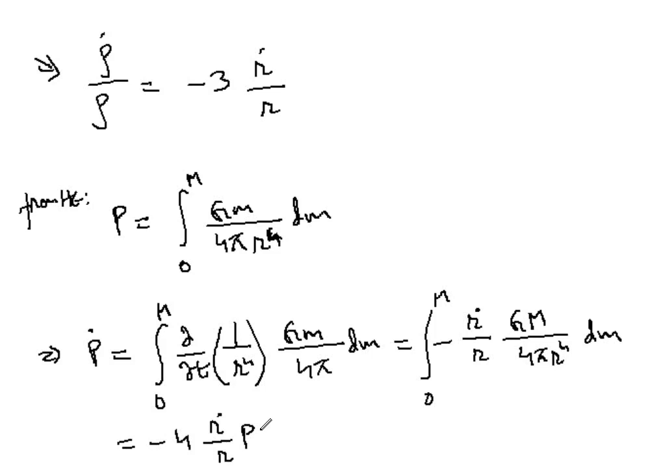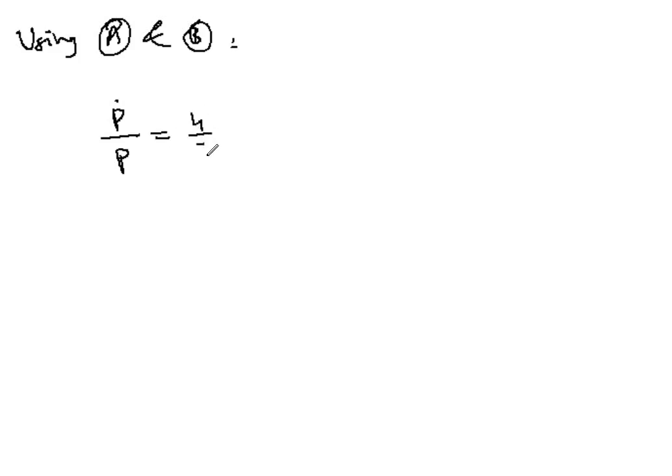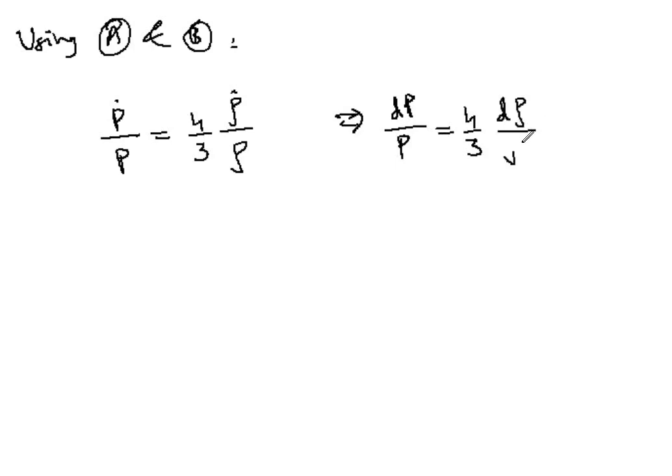So let us now combine this relation, say A, and this relation, say B. On combining these two, using A and B, you see what we have is this relation: P dot by P is equal to 4 by 3 rho dot by rho. Or basically, this means that dP by P is equal to 4 by 3 d rho by rho.